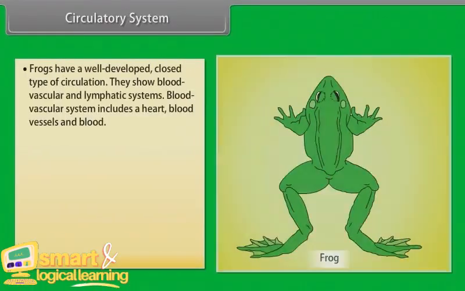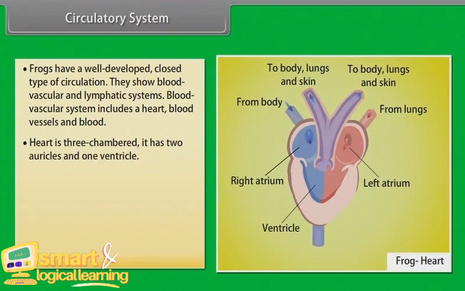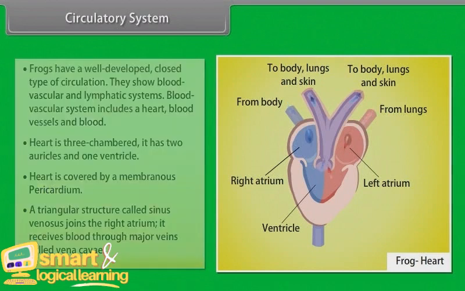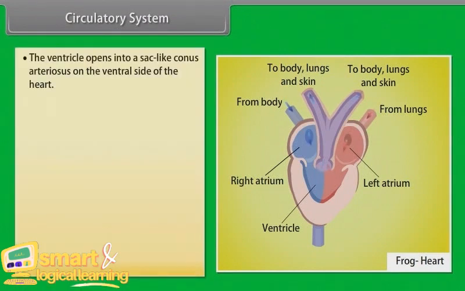Circulatory system. Frogs have a well-developed closed type of circulation. They show blood vascular and lymphatic system. Blood vascular system includes a heart, blood vessels and blood. Heart is 3-chambered. It has 2 auricles and 1 ventricle. Heart is covered by a membranous pericardium. A triangular structure called sinus venosus joins the right atrium. It receives blood through major veins called vena cava. The ventricle opens into a sac-like conus arteriosus on the ventral side of the heart.